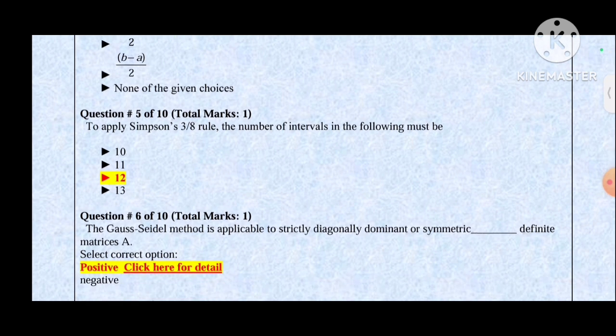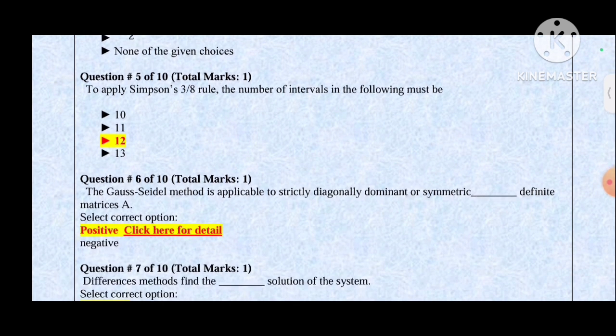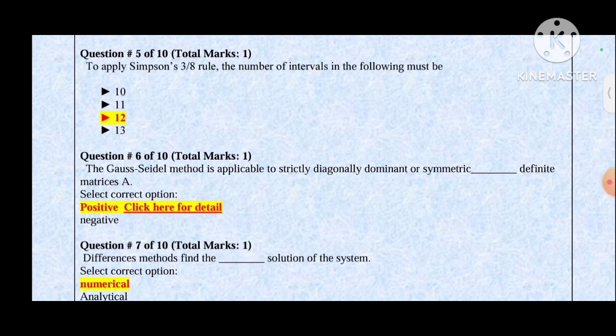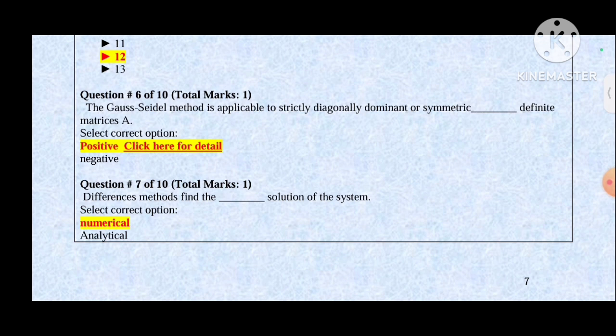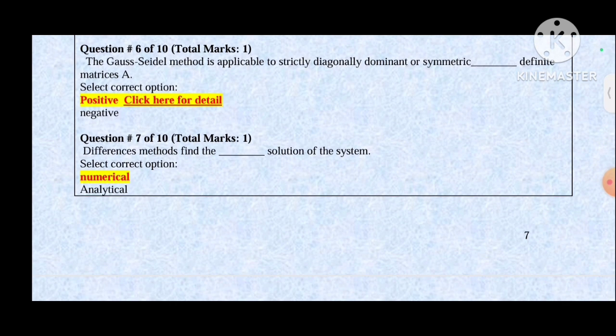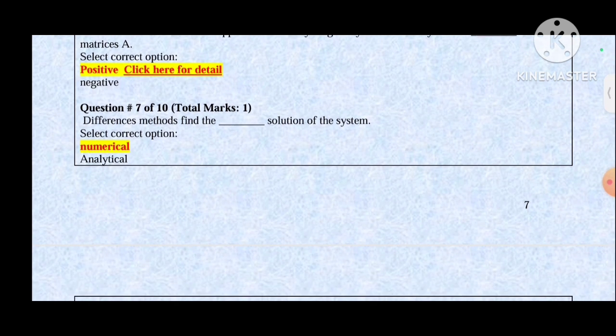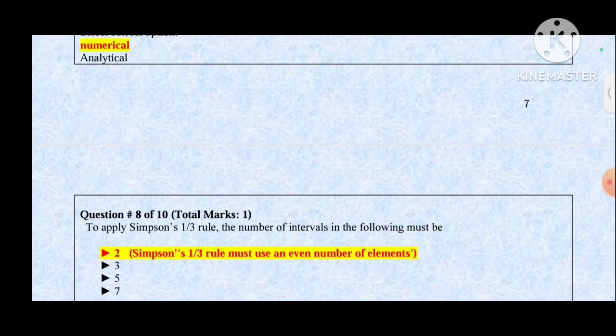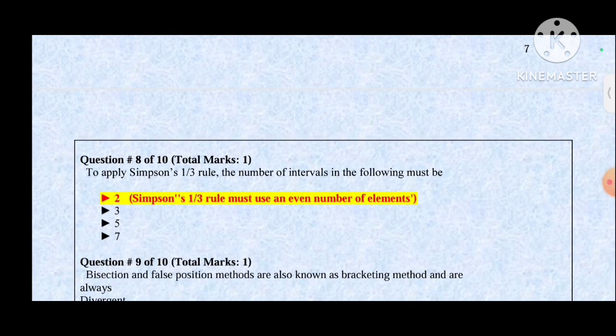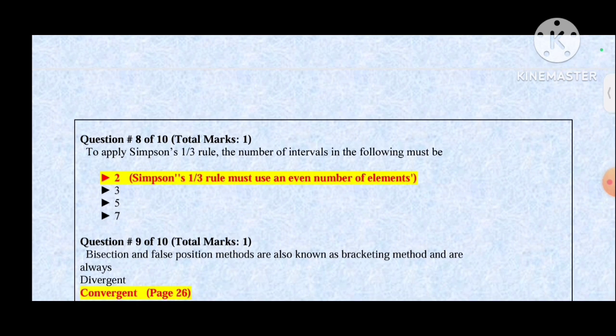To apply Simpson's 3/8 rule, the number of intervals must be 12. The Gauss-Seidel method is applicable to strictly diagonally dominant or symmetric positive definite matrices. The direct method finds the numerical solution of a system. To apply Simpson's 1/3 rule, the number of intervals must be 2.